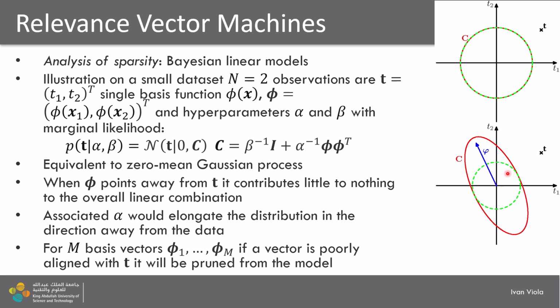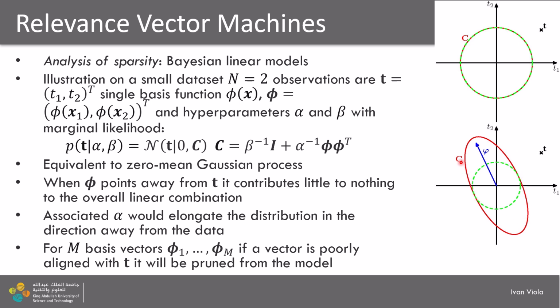So if we want to add up several vectors so that we end up somewhere at the point t, this vector phi will not really help us there because it doesn't point to this direction at all. So this vector will be in some sense useless for the prediction, and therefore it could be pruned. So that is the geometrical illustration of what is going on.